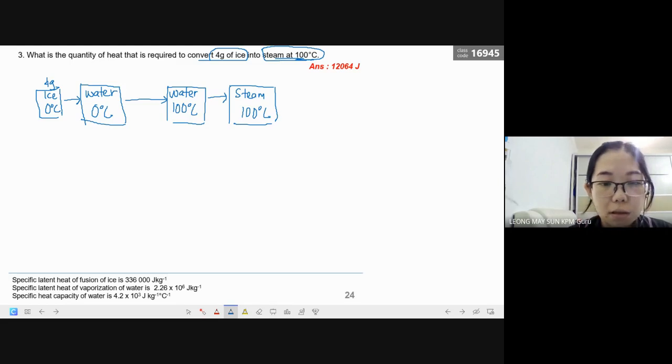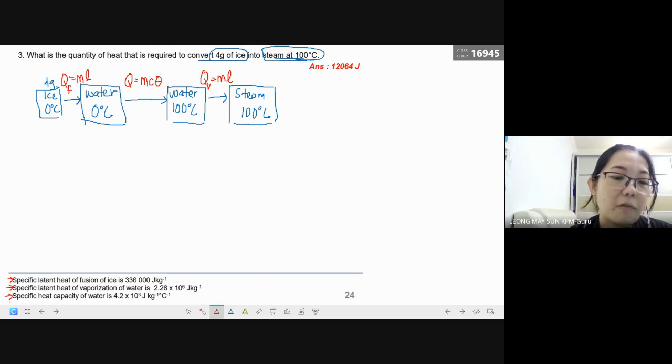Okay, so what happens here is the amount of heat required. When ice becomes water at constant temperature, we use Q equals to ml. This is latent heat of fusion. All right. Then from water at 0 degrees Celsius to water at 100 degrees Celsius, it changes temperature from 0 degrees Celsius to 100 degrees Celsius. We use Q equals to mc theta. Okay. And then from water to steam at 100 degrees Celsius, we use Q equals to ml back again. And this is latent heat of vaporization. That's the reason why the question will give you latent heat of fusion, latent heat of vaporization, and the specific heat capacity of water.